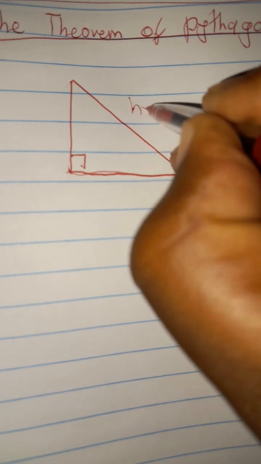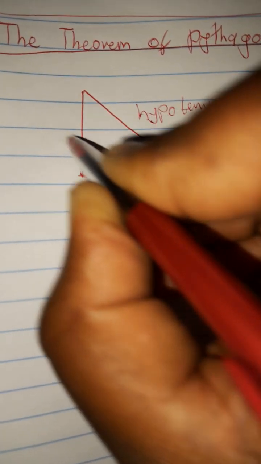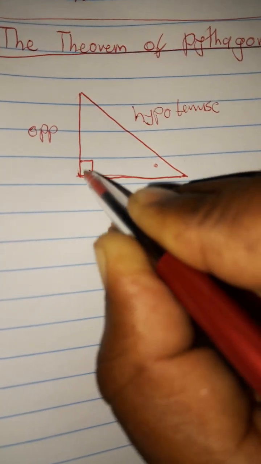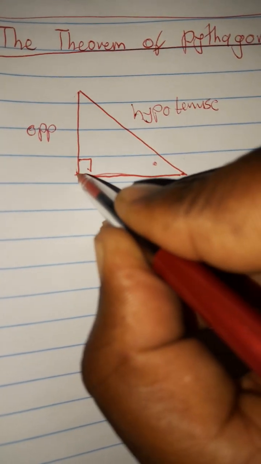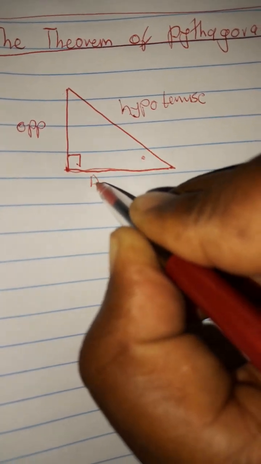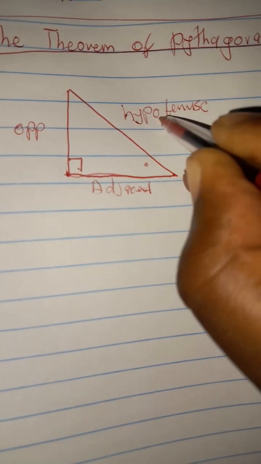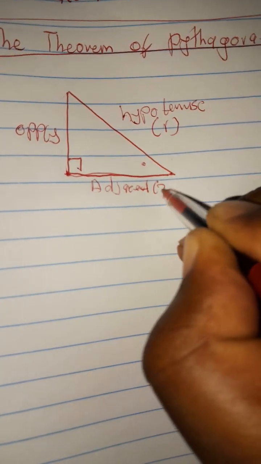So, guys, the longest side is what we call the hypotenuse. When you are standing here at an angle, this part will be called the opposite side. Where the two lines intersect, there's a vertex, and this is what we call the adjacent side. We'll name this R, this Y, and this X.